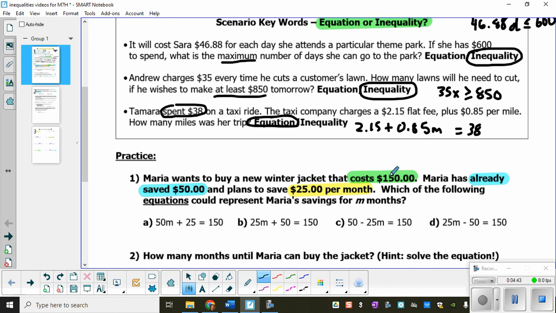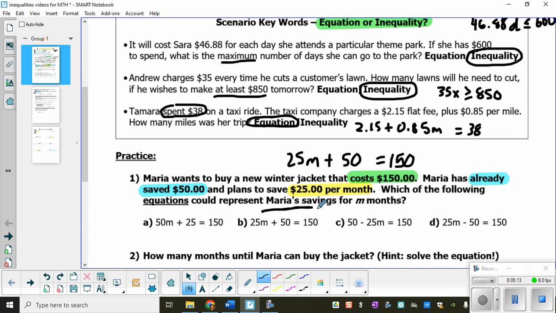So we have a total of $150. So this is going to be an equation setup. Maria already has saved $50 and she plans to save $25 per month. So we know that she's going to put away $25 per month and she's already saved the $50, and that is going to be how she gets the total of $150 to pay for the jacket. So which of the following equations could represent Maria's savings for M months, if that's the number of months right there?